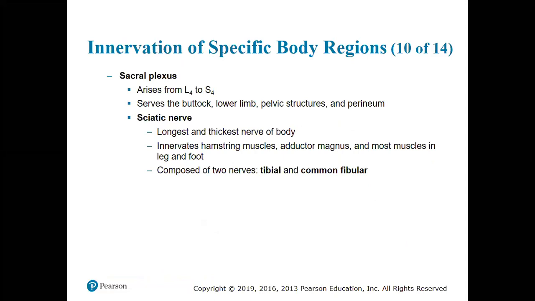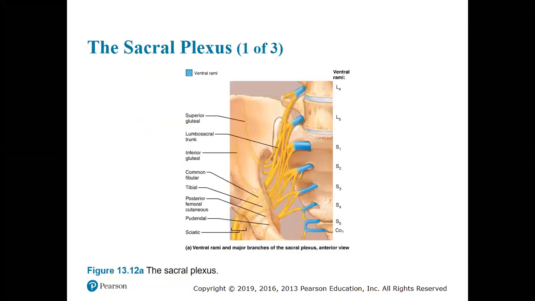Sacral plexus, now we're getting into L4 to S4. This area serves the buttocks, lower limb, and pelvic structures. Then we get into the sciatic nerve. This is the longest, thickest nerve of the body. It innervates hamstring muscles, adductor magnus, and most muscles in the leg and foot. So when we're taking a look at that, it would be here.